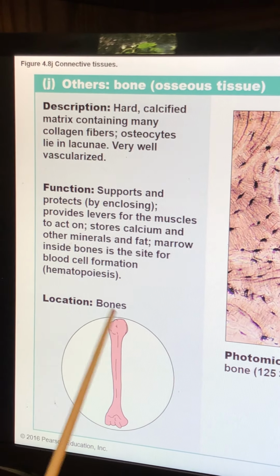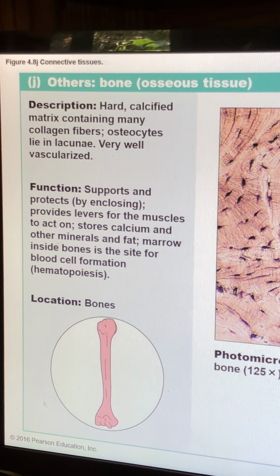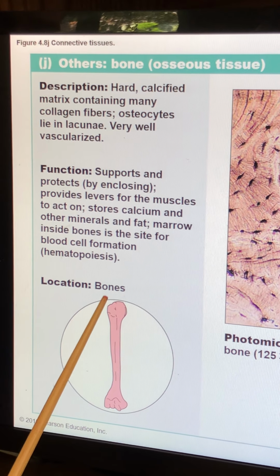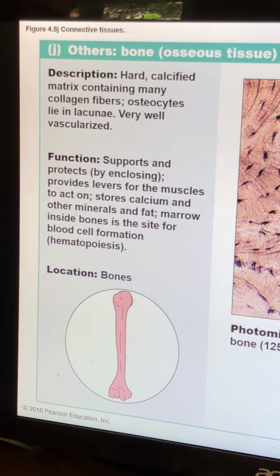Well, of course, you're going to find it in bones. That's probably the easiest way. But in addition to that, you're going to have muscles attached to the bone, and it's going to provide a lever for muscles to move things.